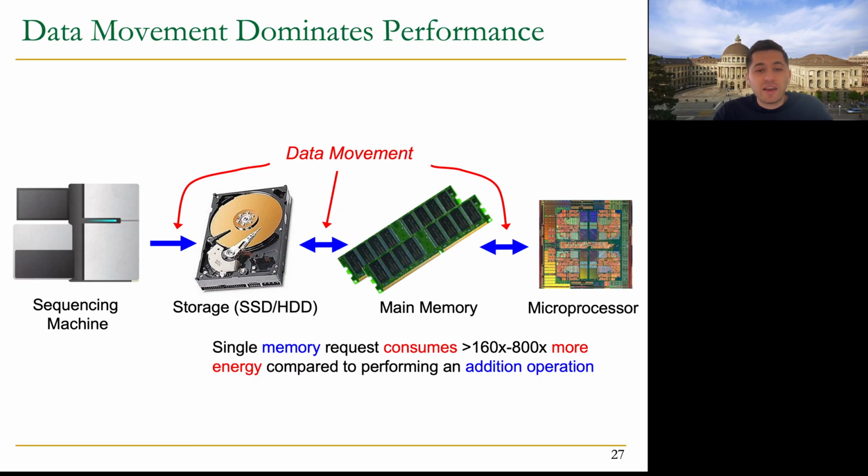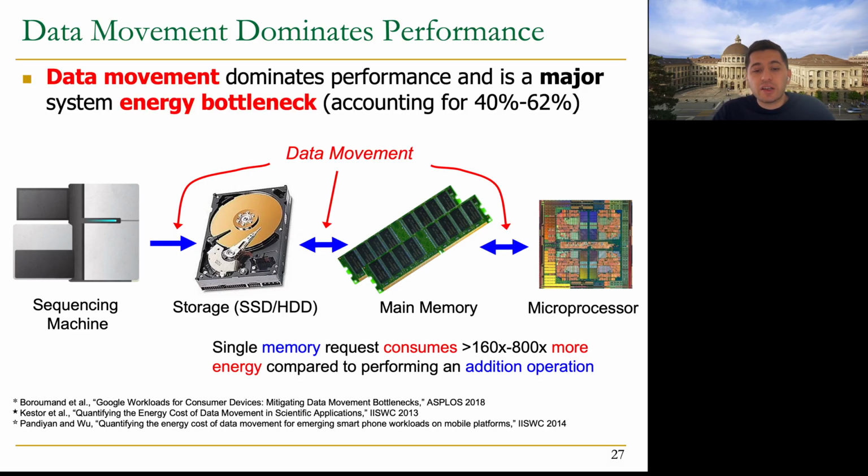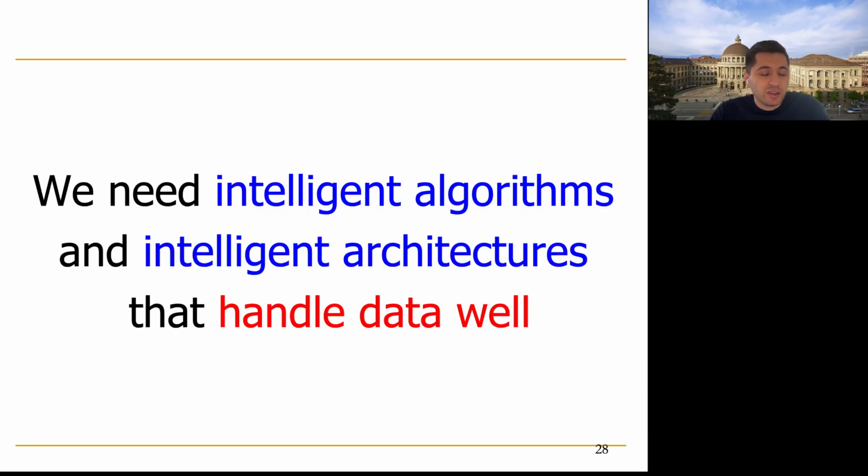When we generate this data, it needs to move across many levels of the memory hierarchy, meaning it will maybe be stored first in the storage, then go to main memory, then to the processor, and then back and forth, right? We keep moving the data back and forth depending on the requirements of the application. This is especially problematic because even a single memory request can consume more than 2 orders of magnitude more energy compared to performing a simple operation in the system. So since we have a large volume of data and the cost of a memory request is large, we currently see that data movement dominates performance today as a major system energy bottleneck. This means we need intelligent algorithms and intelligent architectures that handle data well.